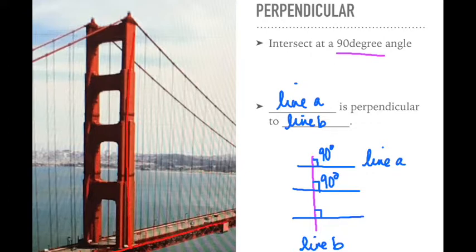This is a picture of the San Francisco Golden Gate Bridge. If you notice, we have the actual street that cars are driving on, and then we have this structure that's holding the bridge together. It is safe to say that this is an example of a perpendicular situation where the structure and the street intersect each other at a 90-degree angle.